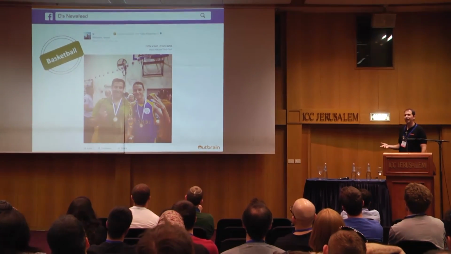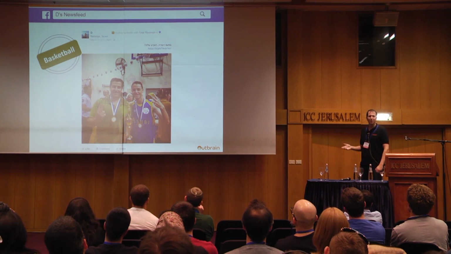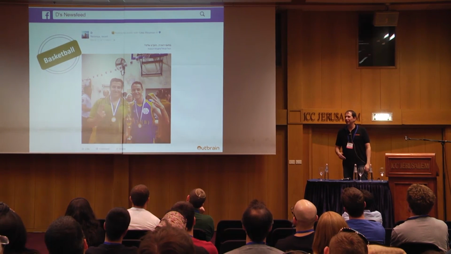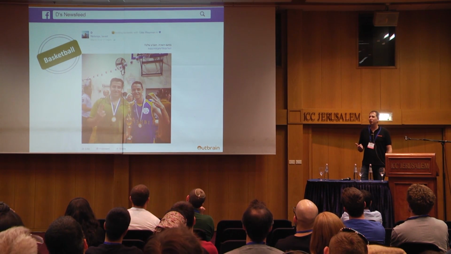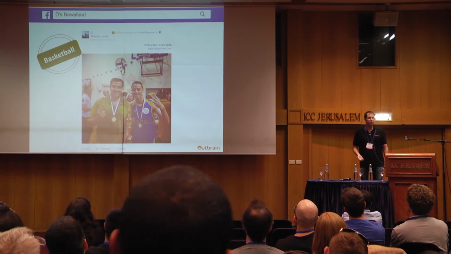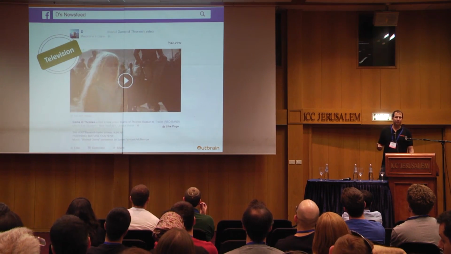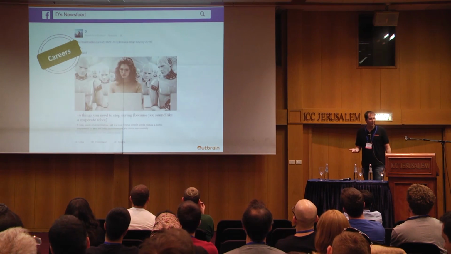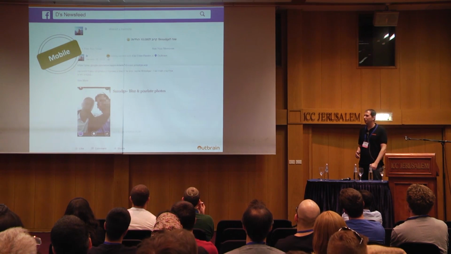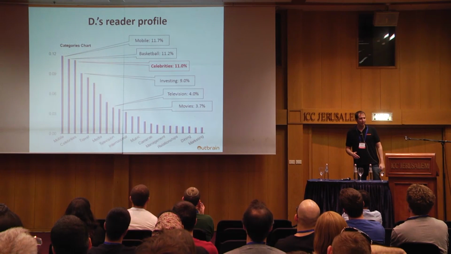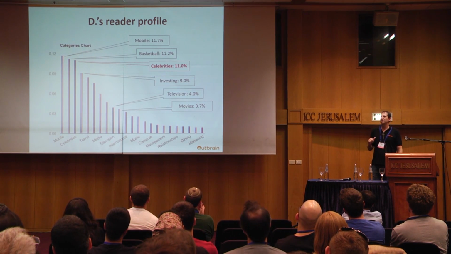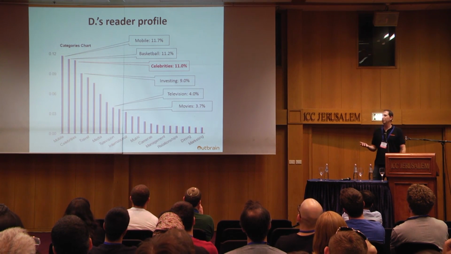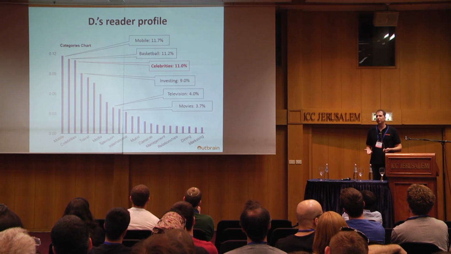Luckily, since Dee sits in the office next to me, I can ask to have his user account on Facebook and start looking at what he posts on his wall. So he posts on Facebook basketball and content about television and movies and investment and careers and stuff about mobile. Let's go back to the visits-based profile that we can construct on Dee. Does it match what we've seen on Facebook?